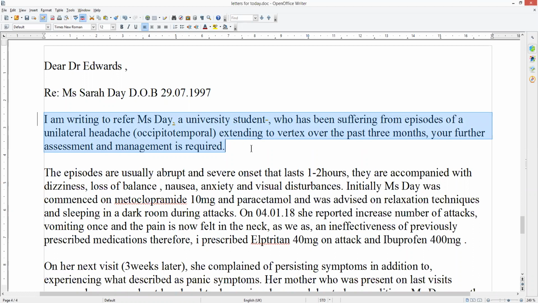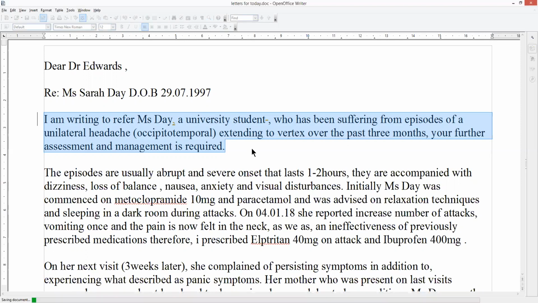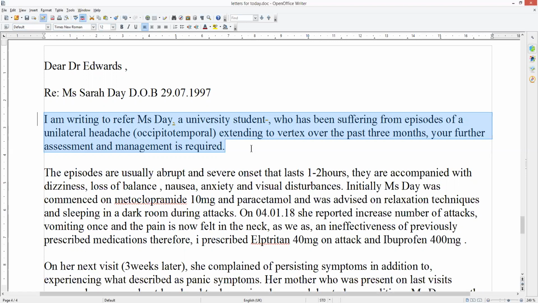You will notice the key words in the criteria are conciseness. So I'm writing to, you could have simply said, I'm writing to request your further assessment and management of Miss Day, who has been blah, blah, blah. A single sentence, and considerably shorter.